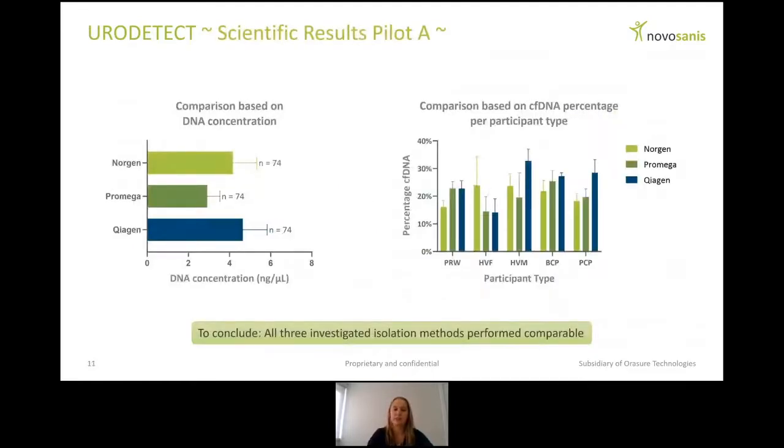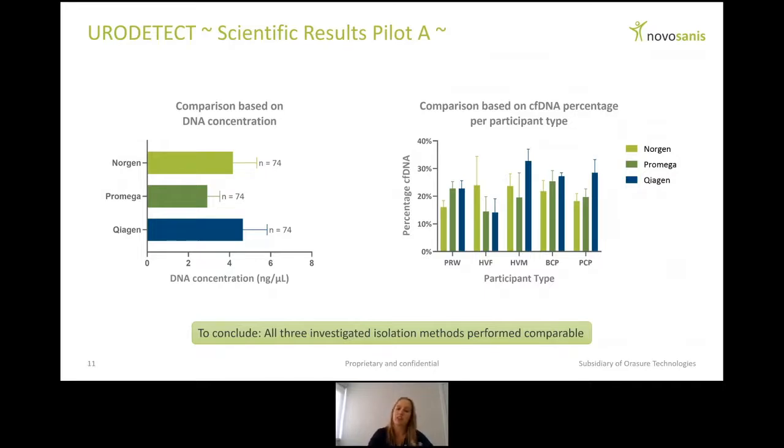On the left graph, you can see the DNA concentration of the samples combined per isolation method. Here we can see that the 3 different isolation methods investigated performed comparably to each other. At least no significant differences were found. Although, based on the isolation method itself and on all the results combined, it feels like QIAGEN is a better fit. Then on our right graph, you can see the percentage of cell-free DNA of the samples of the different participant groups, which are colored per isolation method.